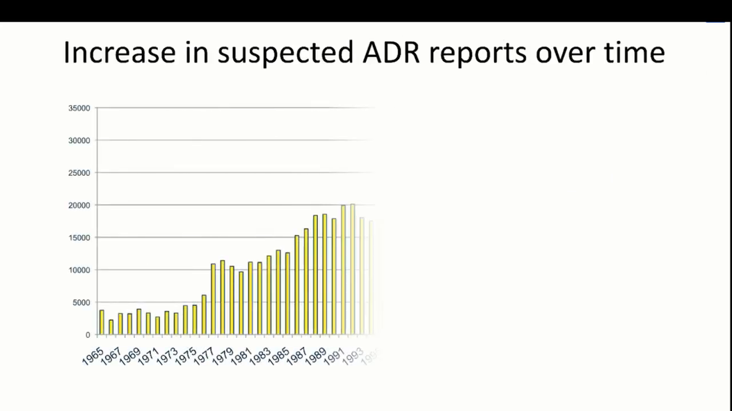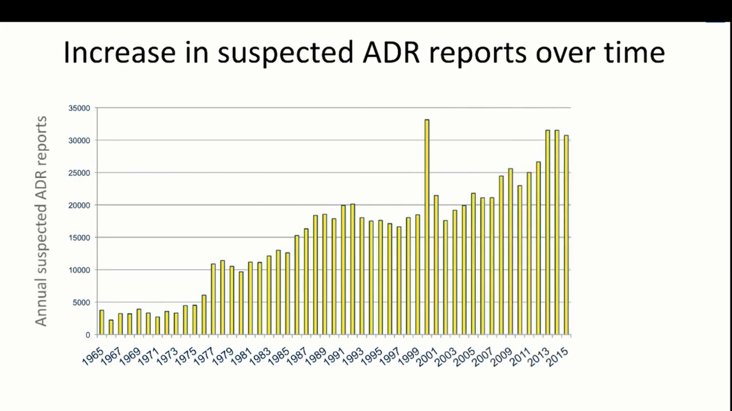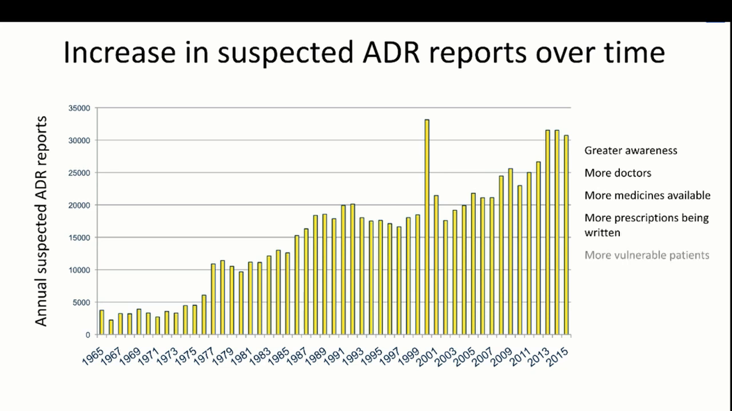After a relatively slow start, the number of reports began to increase rapidly. Factors involved in this increase have been greater awareness of the scheme amongst healthcare professionals, increasing numbers of doctors, more medicines available to prescribe, more prescriptions being written, now amounting to over 1 billion annually in the UK, a more elderly and sick patient cohort that was more vulnerable to the adverse effects of medicines, and the availability of electronic reporting methods increasingly linked to electronic health records, making it easier to file a report.